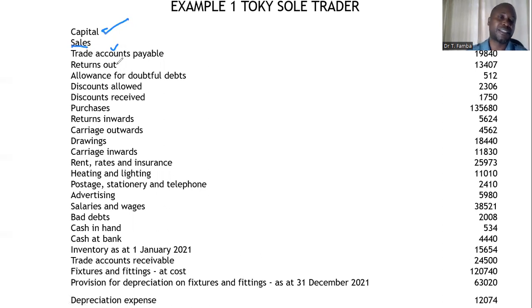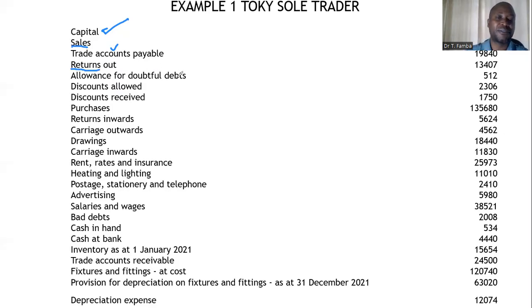Then we have returns outwards. Returns outwards, as we indicated yesterday, are goods that we will have purchased, but for some reason we decide to return them to our suppliers. Maybe the goods are damaged, or we didn't agree on the price, or there are some contract challenges, so we return those goods. So this is an item for the trading account, which should adjust our purchases.